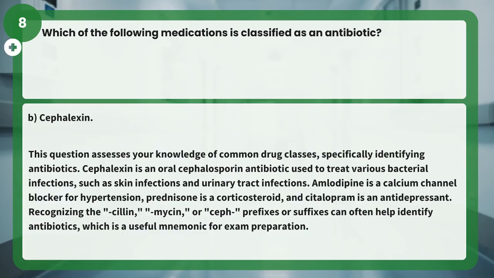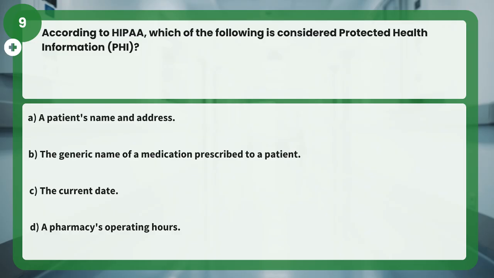Question 9. According to HIPAA, which of the following is considered protected health information, PHI? A. A patient's name and address. B. The generic name of a medication prescribed to a patient. C. The current date. D. A pharmacy's operating hours.